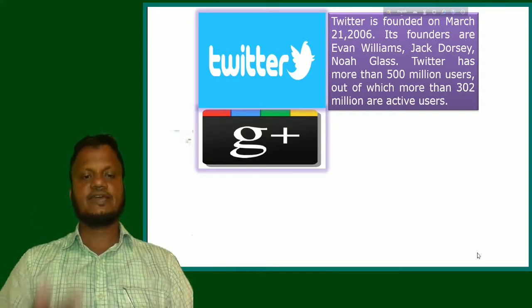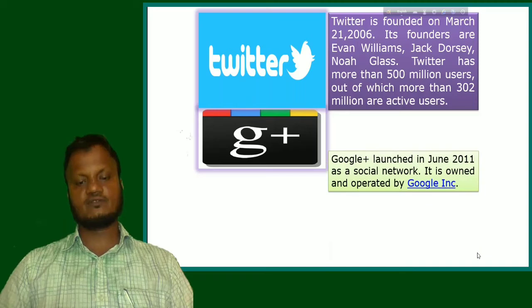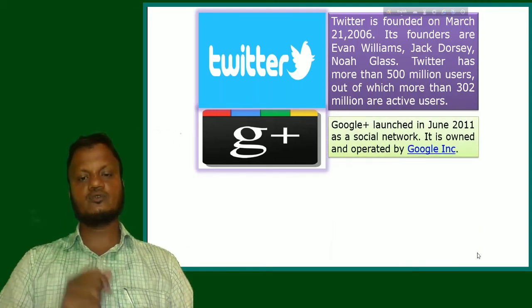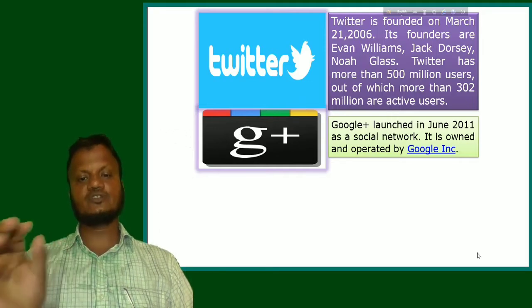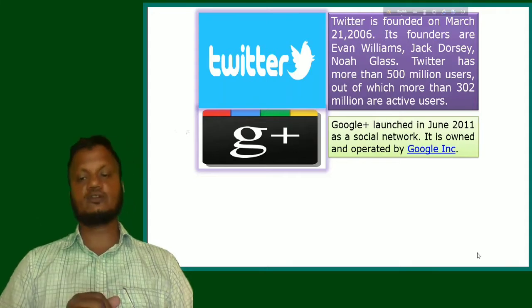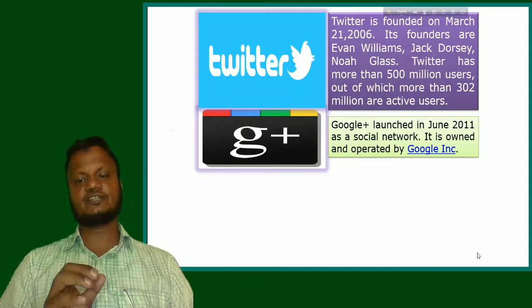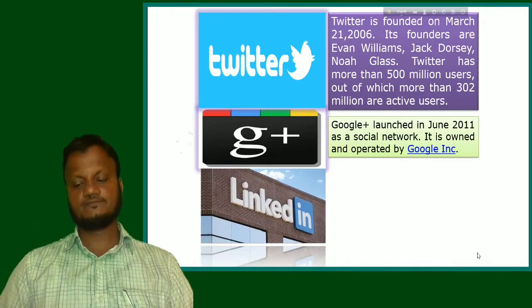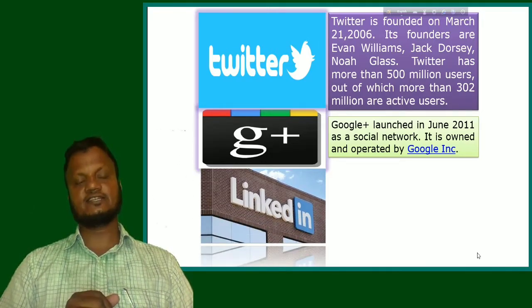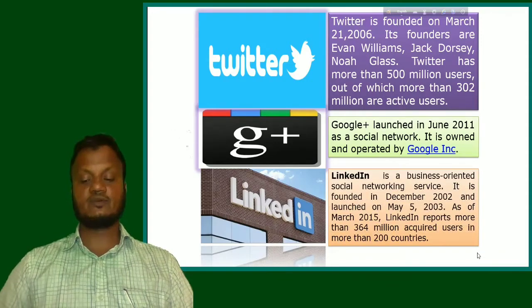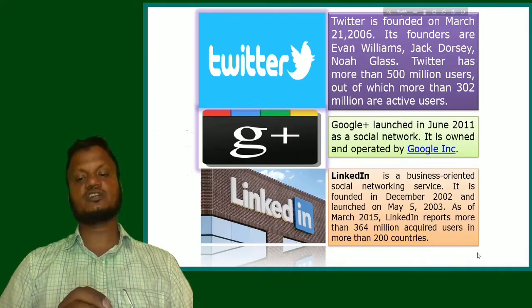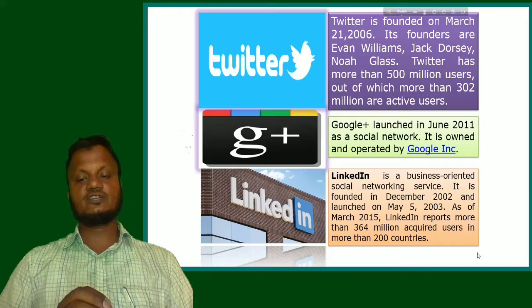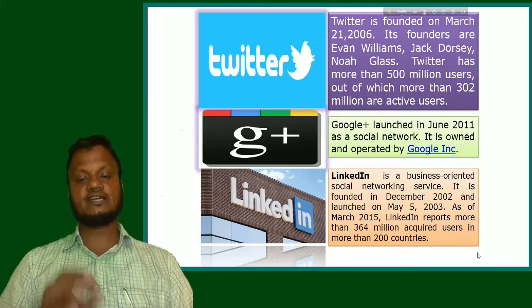Another is G plus, that means Google plus. Now we are introduced to Google plus. Google plus launched in June 2011 as a social network. It is owned and operated by Google Inc. And another is LinkedIn. It is another social networking service. LinkedIn is a business-oriented social networking service. It was founded in December 2002 and launched on May 5, 2003.